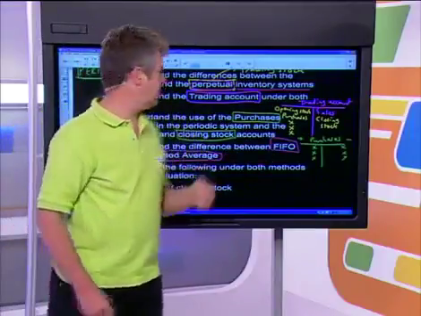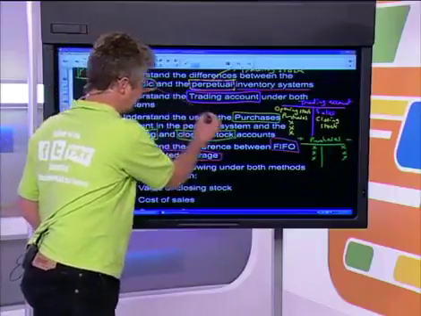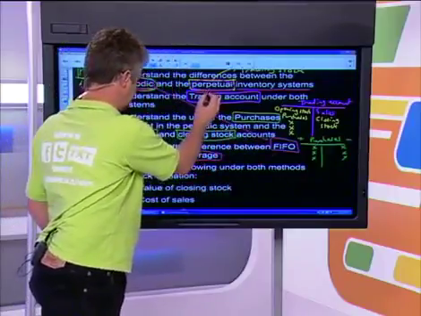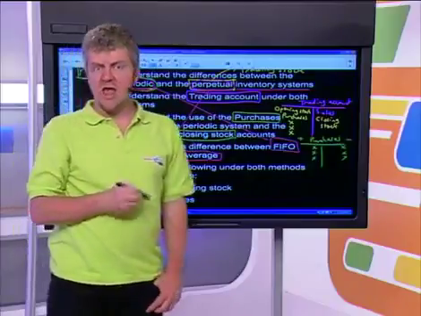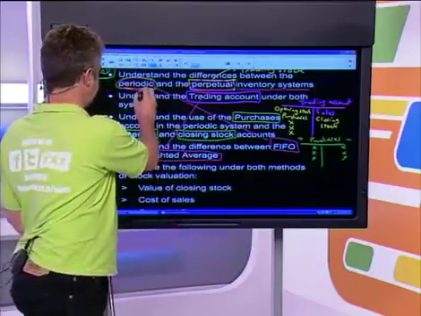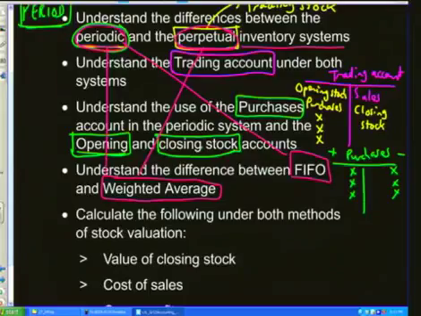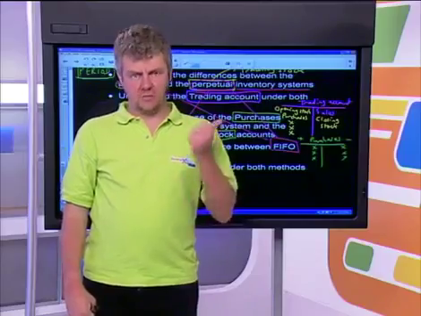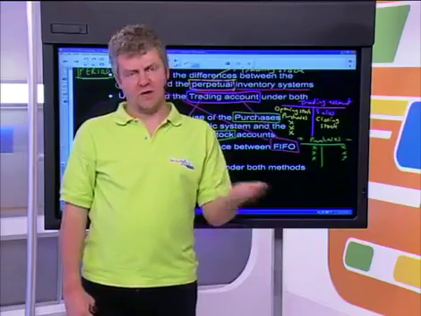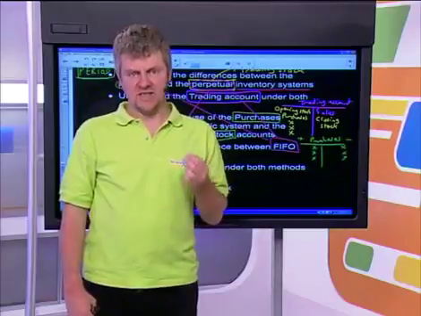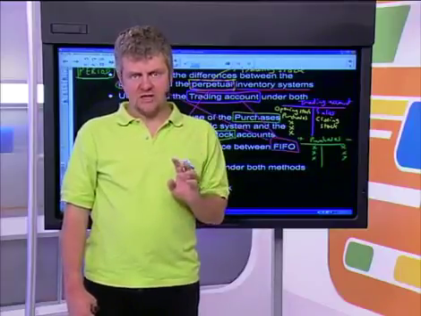So it's perfectly possible to use the periodic system with FIFO and the perpetual system with weighted average. And it's just as possible to use the periodic system with weighted average and the perpetual system with FIFO. So any combination of those four is possible. So please do not think that the perpetual system always goes with either FIFO or weighted average, because that is not true. Make sure you understand these concepts.